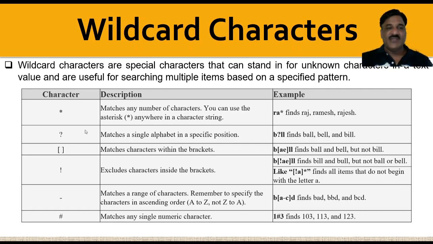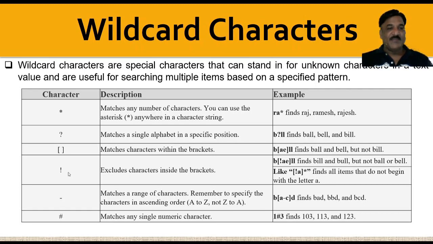Now the question mark represents only one character. For example, if you write B question mark LL, it may retrieve values like ball, bull or bill. Then square bracket symbols are useful to search for a pattern among these characters. It means B followed by either A or E, then the double L characters.